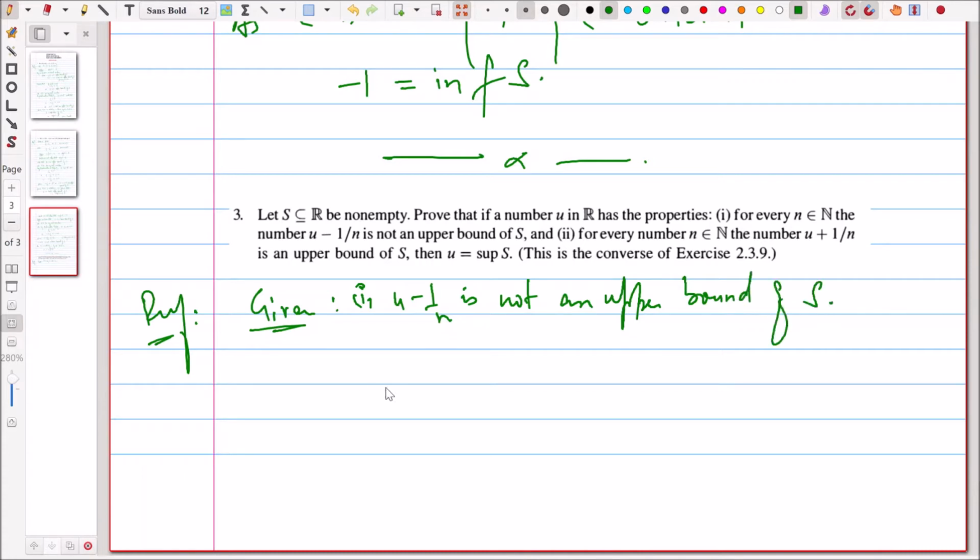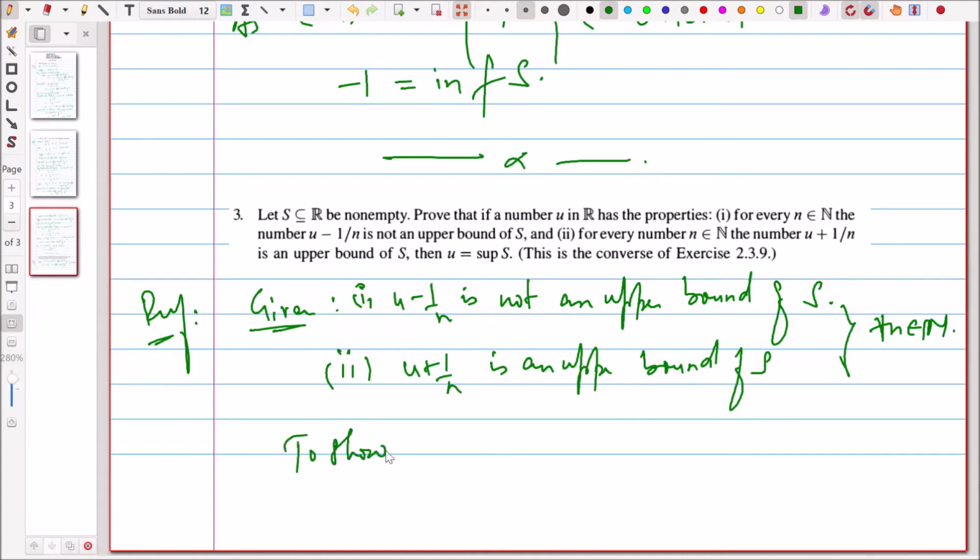So the first property is this, and second, we are given that U plus 1 by n is an upper bound of S for all n belonging to N. So for every natural number n, U minus 1 by n is not an upper bound of S and U plus 1 by n is an upper bound of S. We have to show that the supremum of S is equal to U.